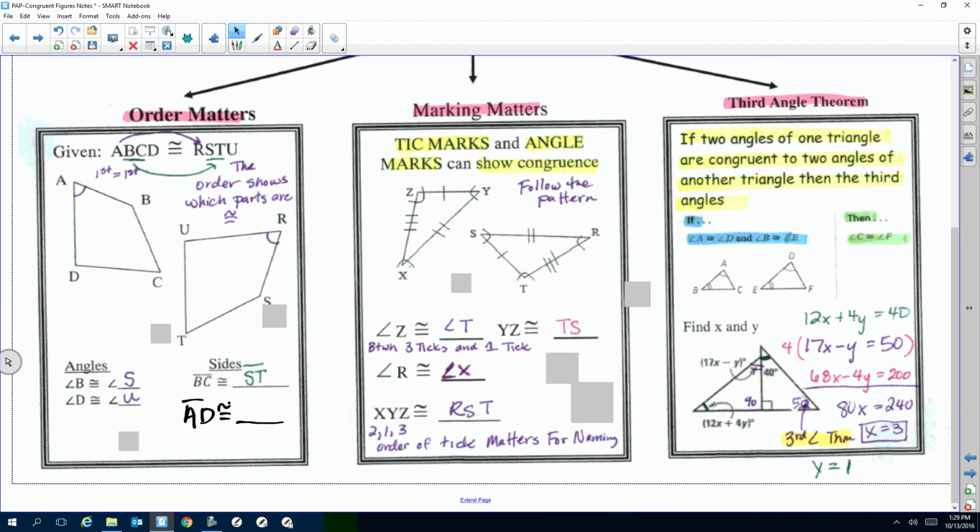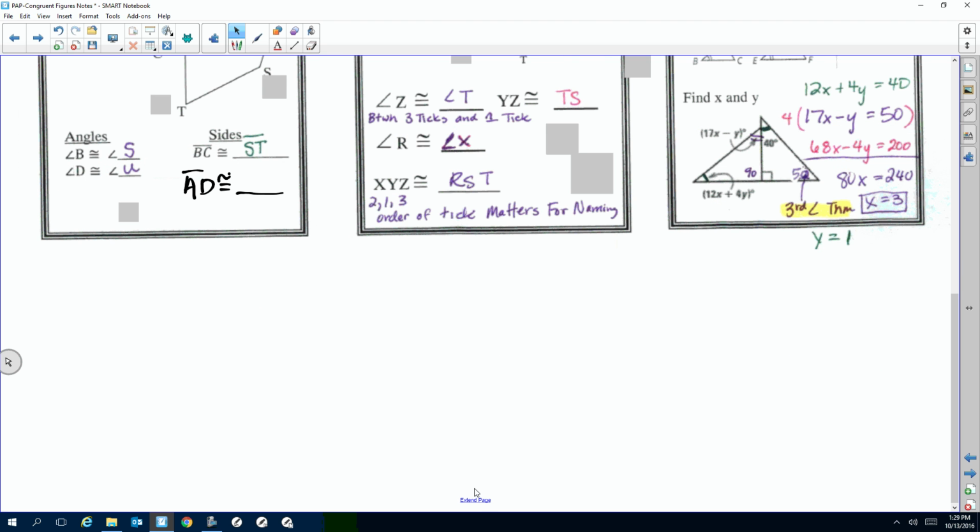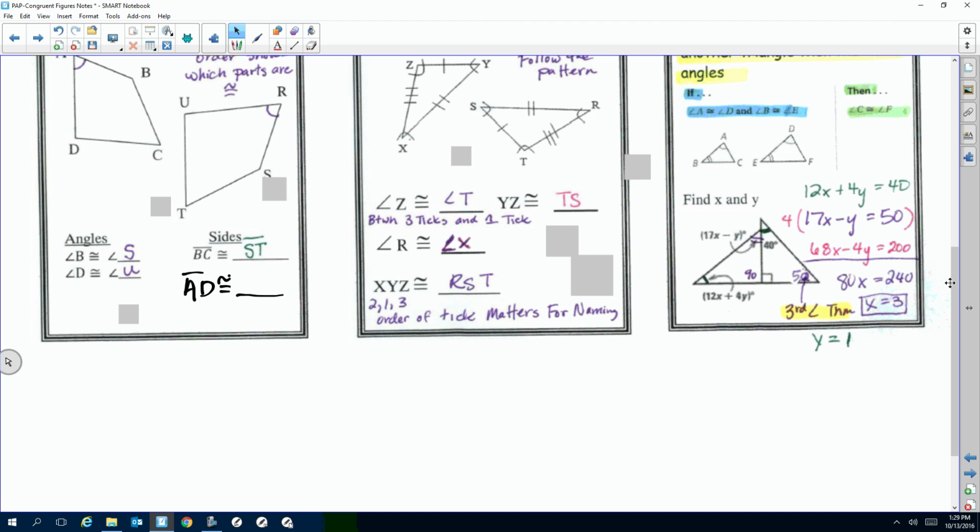So what I used was that complement for the 40. There we go. So I got the 50. And because I know that we have these markings to show that 40 and 40, and they both have 90 in them, then I knew that the third remaining angle was going to be congruent. So I had 12x plus 4y, because I had that marking. I knew that was already 40, because they share the same marking. The third remaining angle is going to be congruent. So that's why I had the 17x minus y equals 50.